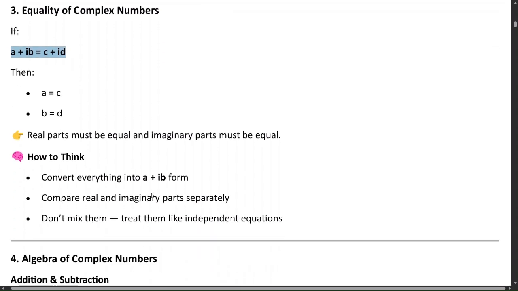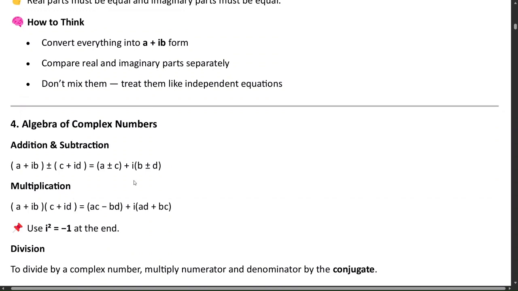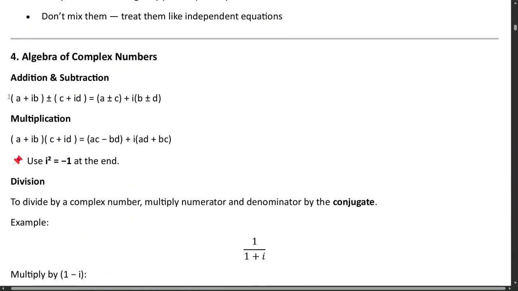Now let us look at the algebra of complex numbers. In addition and subtraction, it is done component wise. That is, real with real and imaginary with imaginary. For multiplication, we expand normally, but remember i squared equals minus 1. For division, we multiply the numerator and denominator by the conjugate of the denominator. This removes i from the denominator.